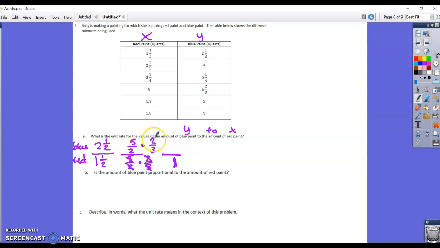Actually, our 2's can cancel. 2 will go into 2 once. Cross simplify. So then 5 times 1 is 5. 1 times 3 is 3. So 5/3. 5/3 is the unit rate. 5/3 blue paint. We just want the unit rate right now. We'll do words in a second.